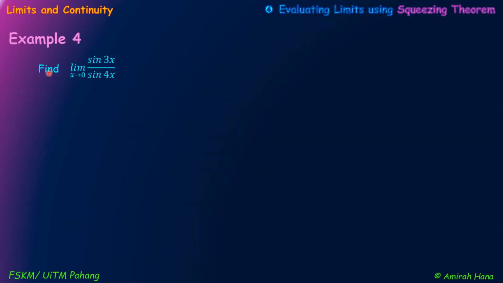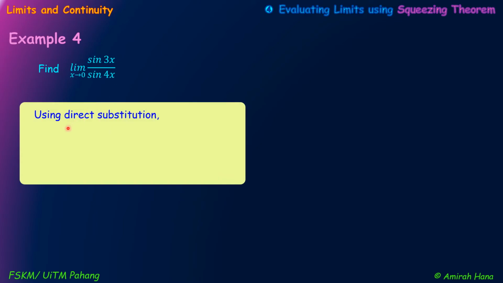Right now, we look at example 4. Find limit x approaches 0 of sine 3x over sine 4x. And let's say we use direct substitution to solve this limit. From the given question, when we use direct substitution, we just plug in 0 into whatever x here. So we get this.